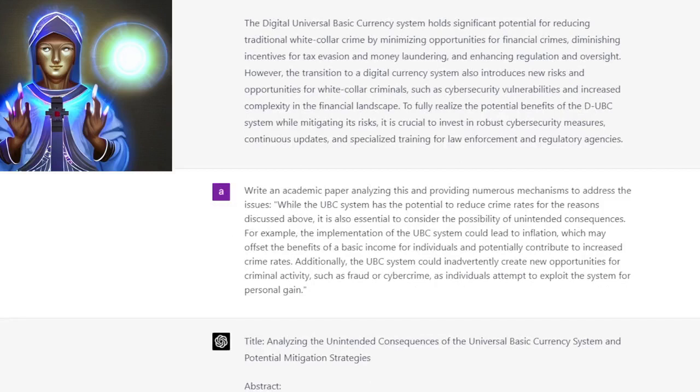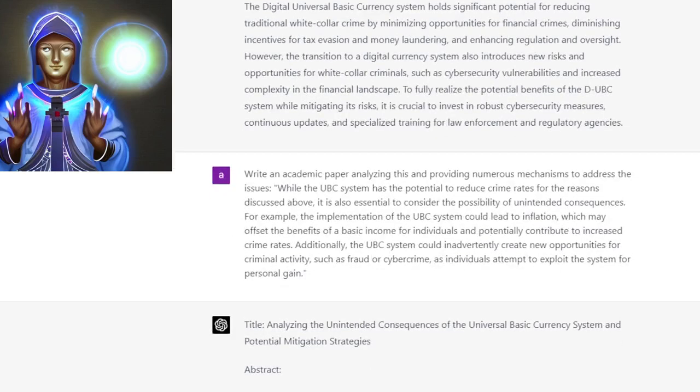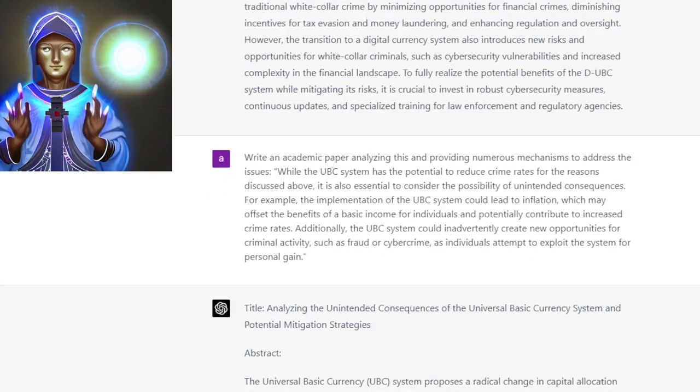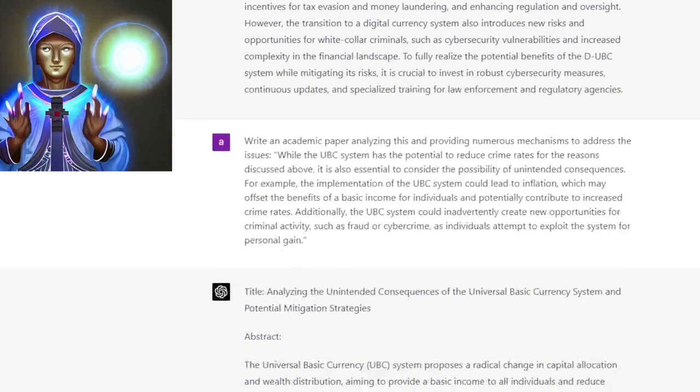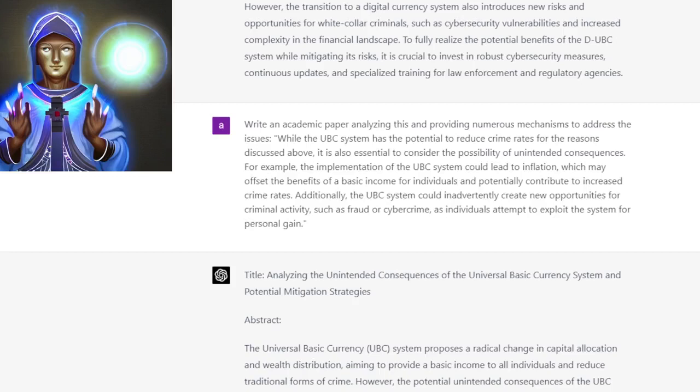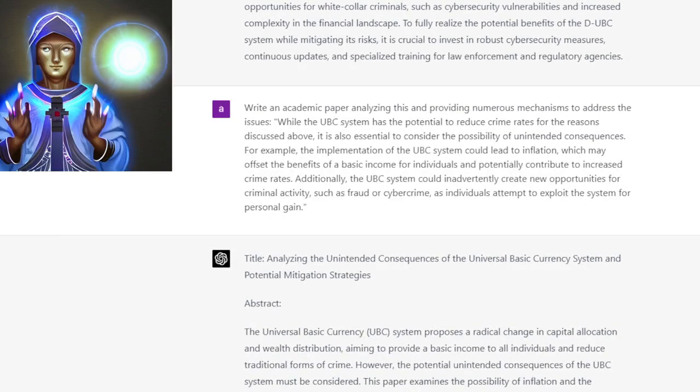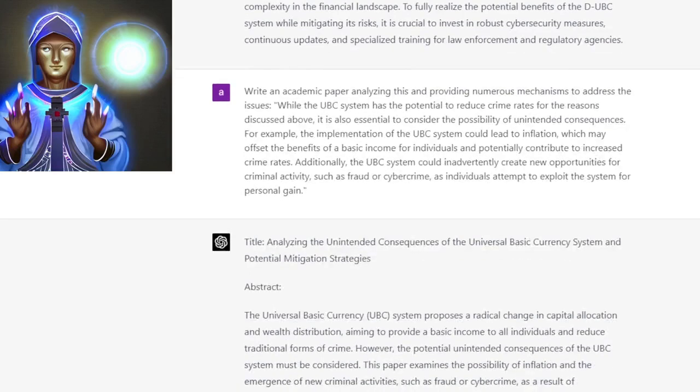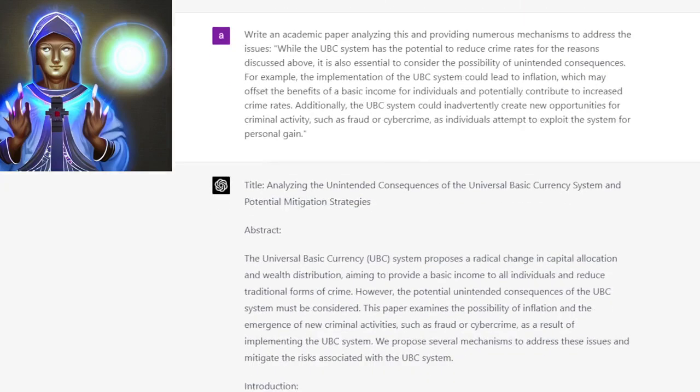Analyzing the unintended consequences of the Universal Basic Currency System and potential mitigation strategies. Abstract. The Universal Basic Currency (UBC) system proposes a radical change in capital allocation and wealth distribution, aiming to provide a basic income to all individuals and reduce traditional forms of crime.